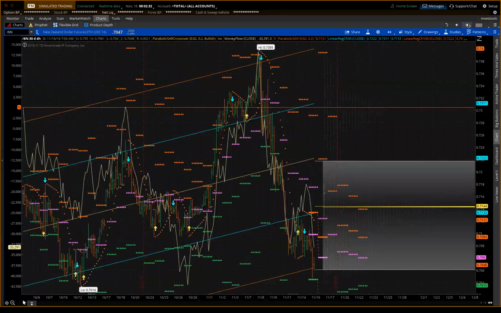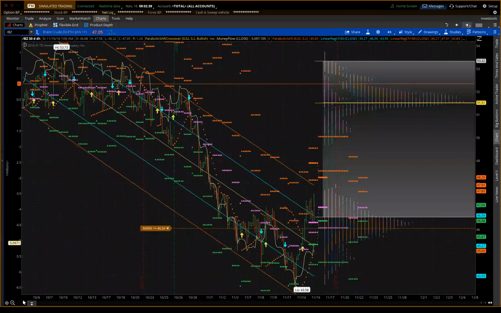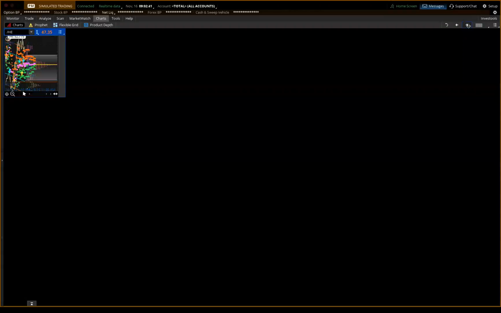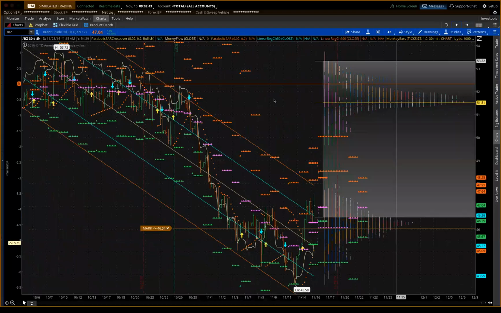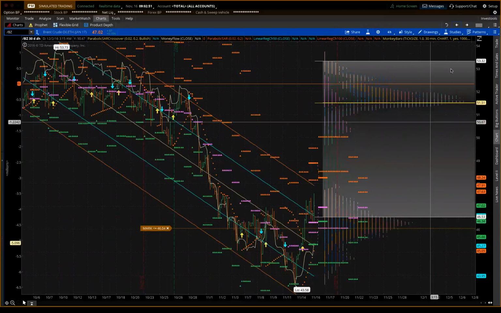Wheat, kiwi, oils come back into range. As long as it holds, Brent holds 62, it's just kind of hanging in there. This is the happy place.